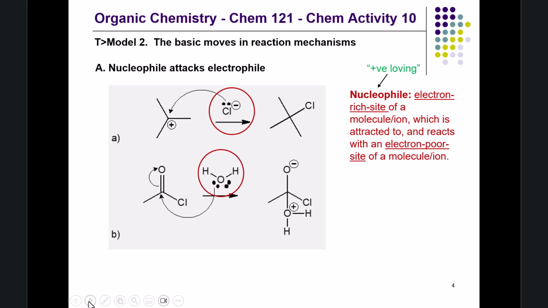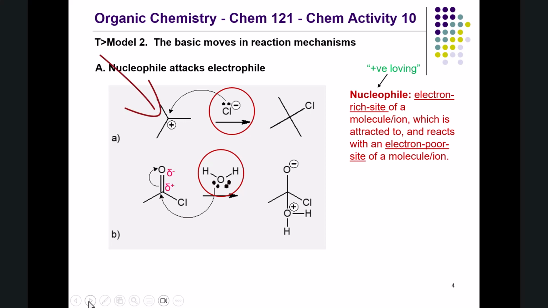So to be a nucleophile, you don't need to have a negative charge, but you do need to have a lone pair of electrons, or if you carry on to study organic chemistry further, you'll see a pi system. A pi bond can serve as a source of electron density.